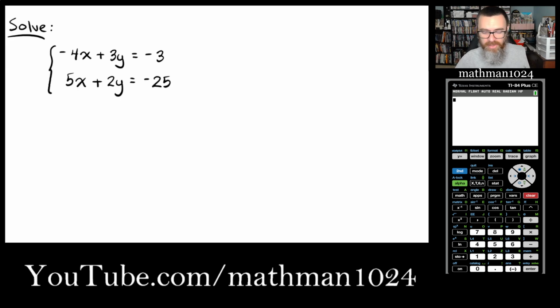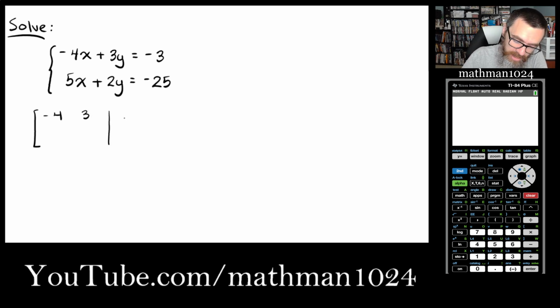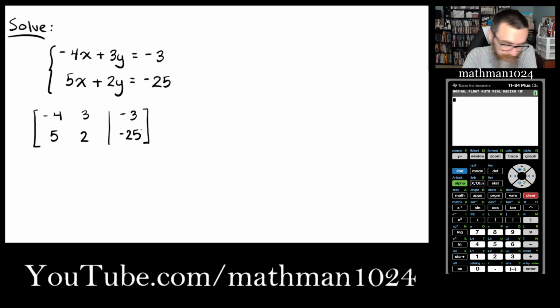All right, here we have another system, and again, we want to solve this using matrices. So the first thing we want to do here is to rewrite this as an augmented matrix. So we have -4 for the x, 3y, -3 on the other side, okay? And then we have 5x, 2y, -25. Now, this one is not going to be nearly as much fun as the last one, mainly because we don't have a coefficient of x that's 1, or one that's easy to get to being 1.